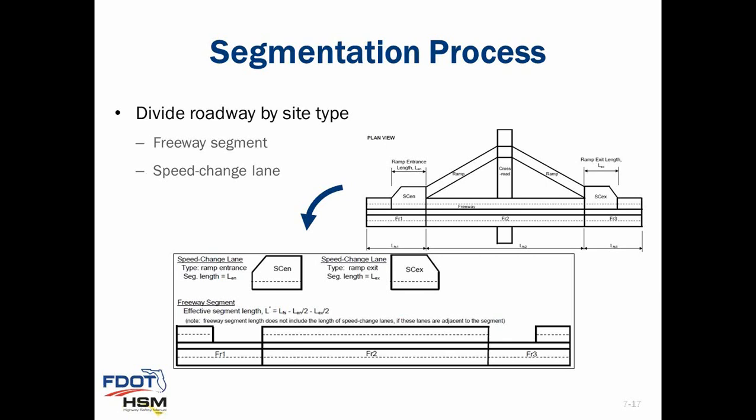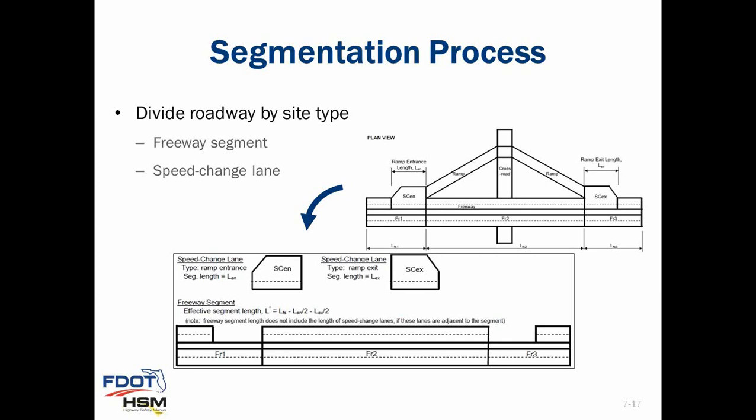The illustration in the bottom of the slide shows the freeway after it has been divided into sites. There are 3 freeway segments. They're labeled FR1, FR2, and FR3. There're also 2 speed change lane sites labeled SCEN and SCEX. I should point out that the freeway segments cannot, by definition, include speed change lanes.